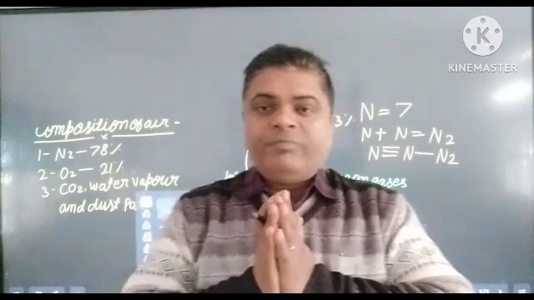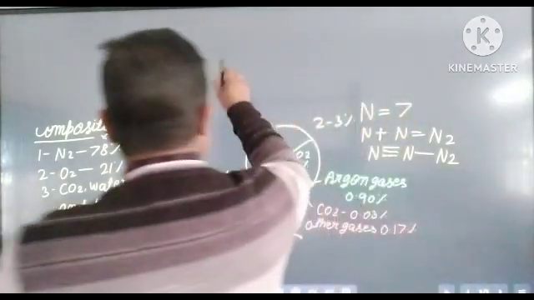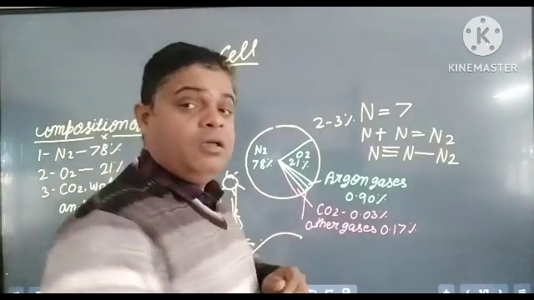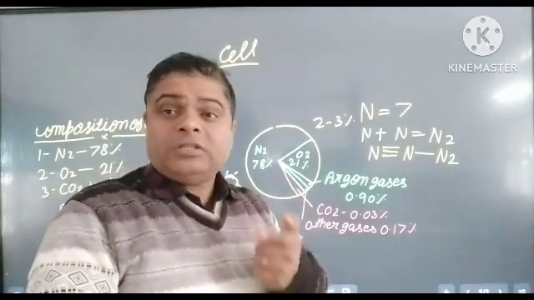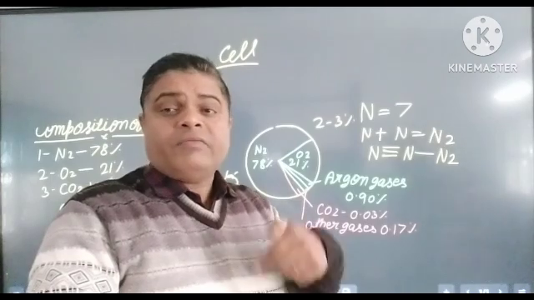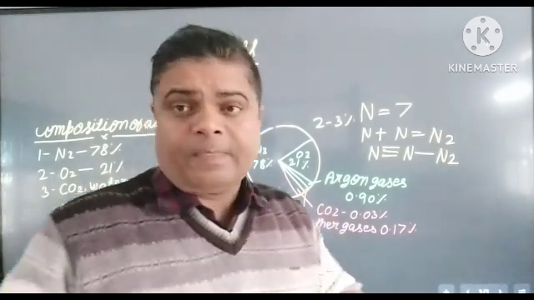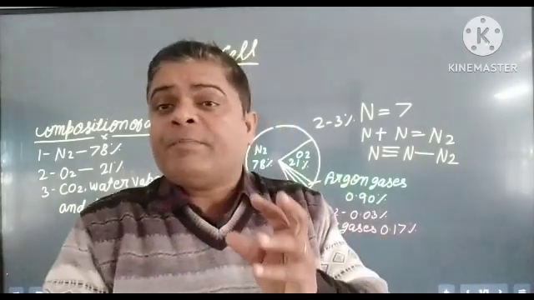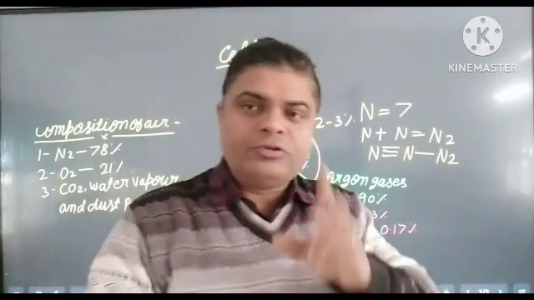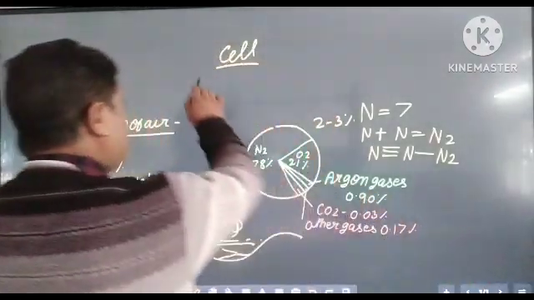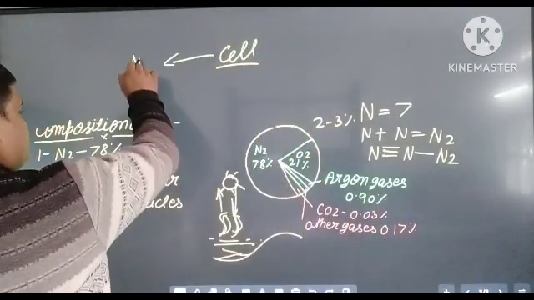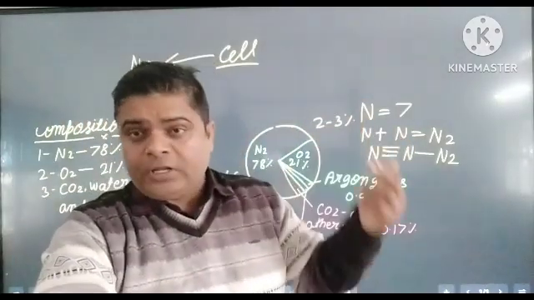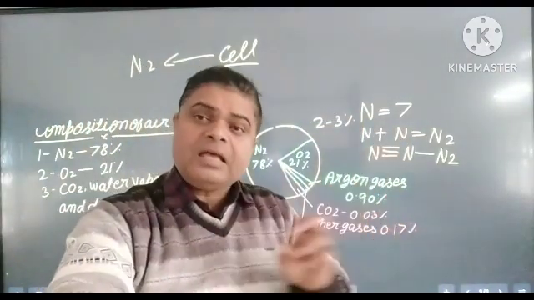You know students, our body is made of cells. And how are cells formed? Cells are formed by protein. And the main component of protein is nitrogen. Meaning nitrogen makes protein and protein makes the cell.